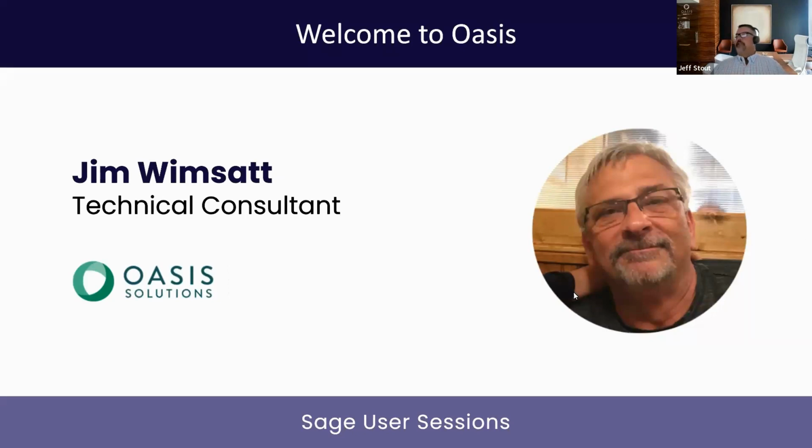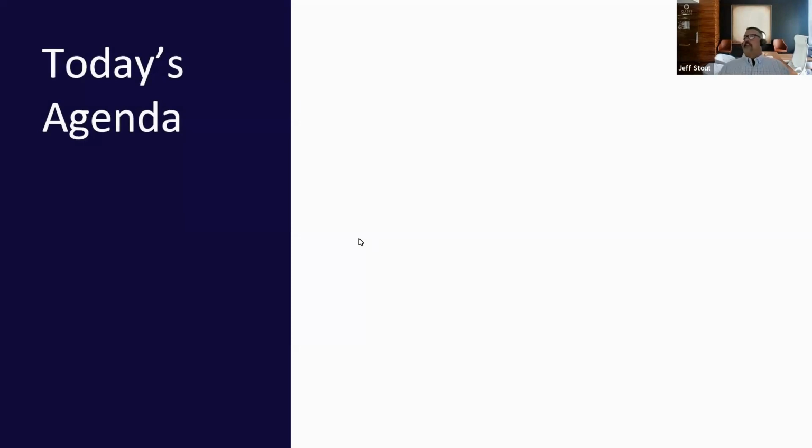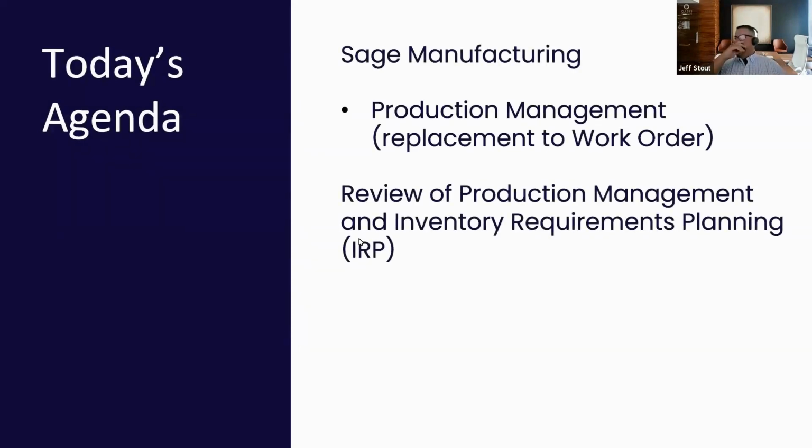Sage's production management and inventory requirements planning. And again today, what we're going to go over a little bit is the Sage manufacturing. And we're going to concentrate on production management, which, as I mentioned in our initial session today, is a replacement to work order in Sage 100. And we're also going to talk a little bit about inventory requirements planning.